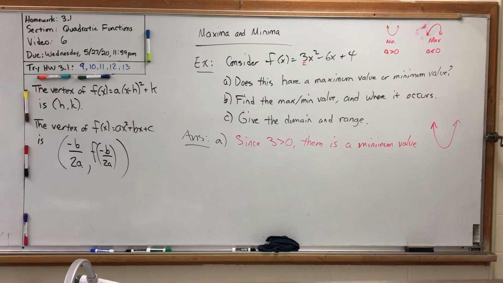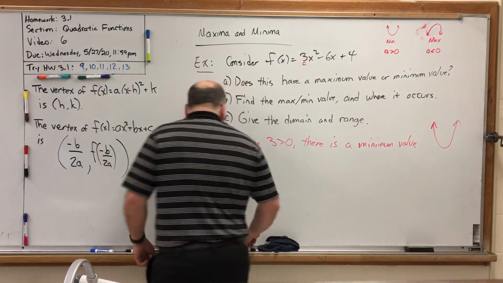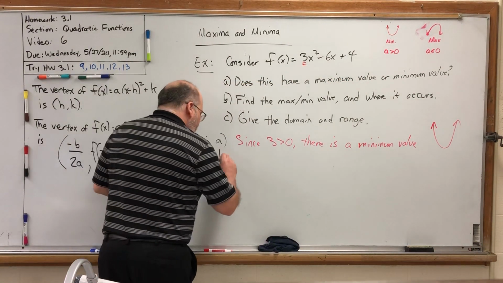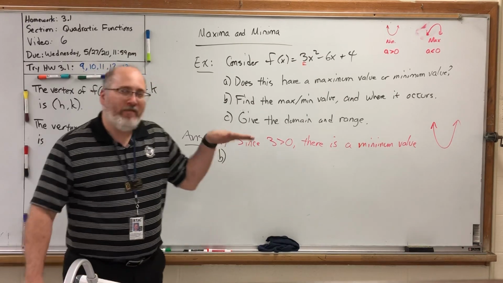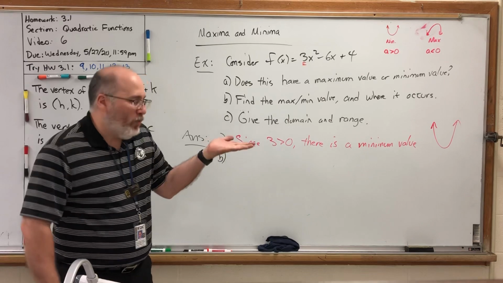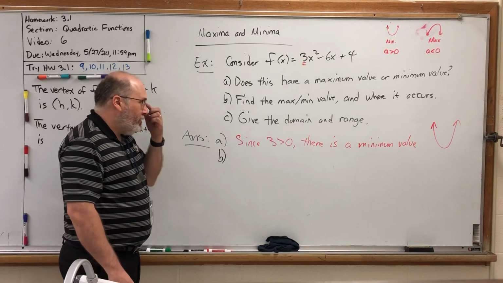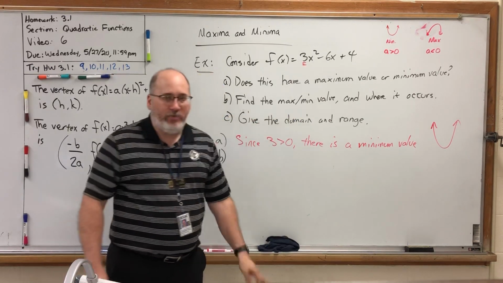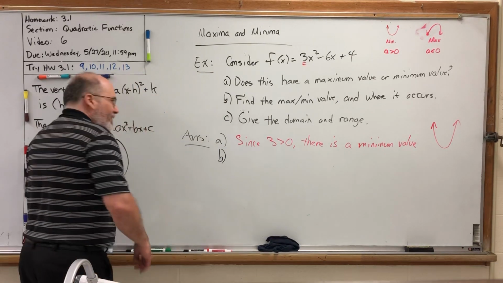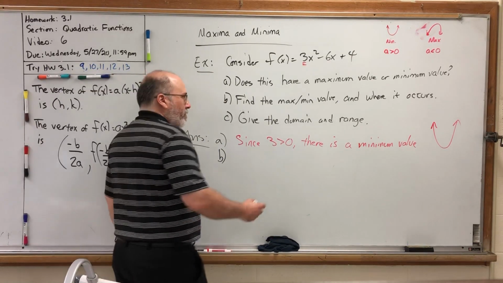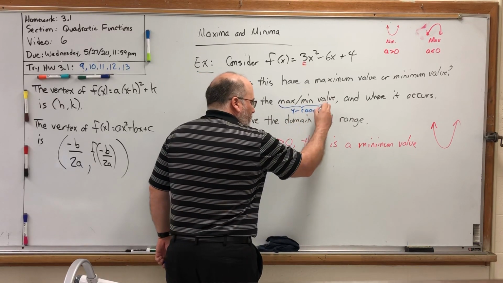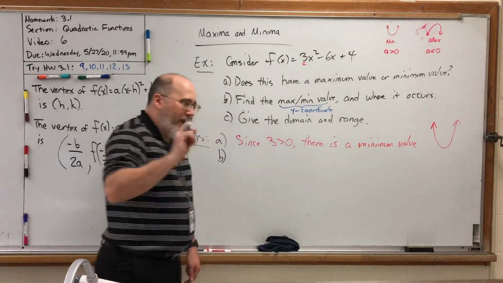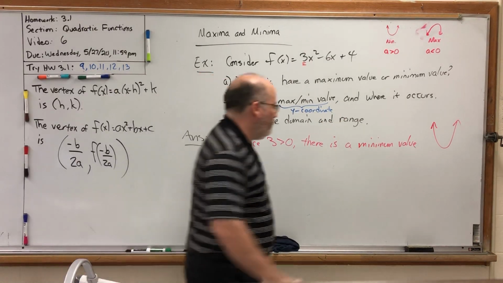Now for part B, when they say find the maximum value and where it occurs, as adjectives, the words maximum and minimum are referring to the y values on the graph. At the lowest point, you have a minimum y value. At the highest point, you have a maximum y value. So when it asks you what's the max or min value, it's asking you for a y value. And this is where I said semantics are an issue. The max or min value is the y coordinate of the vertex. The x coordinate is where it occurs.